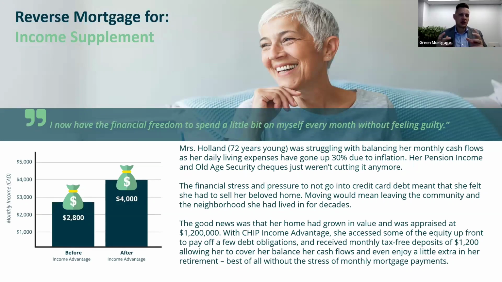So the good news is that the home had increased quite a bit, and it appraised at 1.2 million, and she was able to access some of the home equity up front to pay off some of her debts, and then receive a tax-free income of $1,200 per month to cover the balance of her negative cash flows and a little bit of extra money for her in retirement. Instead of selling and then putting that cash into an investment of some sort, she decided to just stay in the home and get an income advantage reverse mortgage that provided an income to her on a monthly basis.